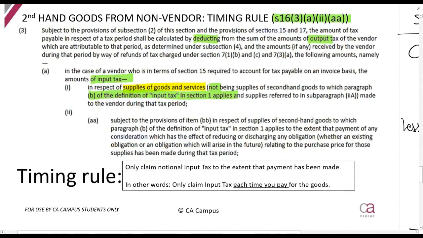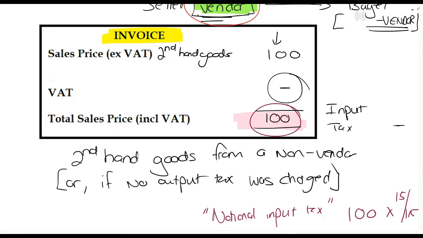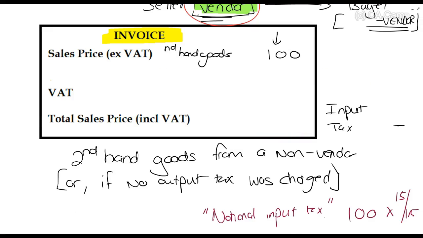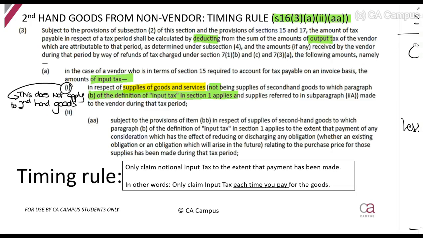So I'm going to make this comment, this means this does not apply to second-hand goods. So the first thing they're saying here is, if you are buying things and you have a normal VAT invoice, like what we usually have here, where the person charges you 15%, it's a normal invoice, you can deduct that input tax. That is what they're saying here.